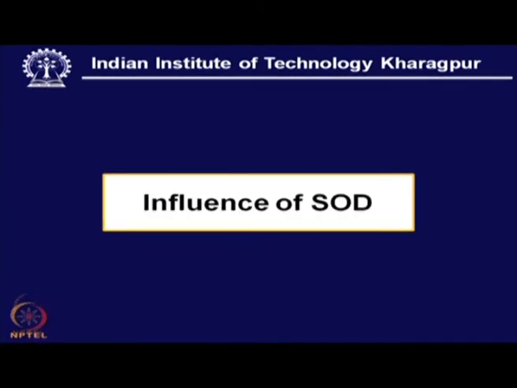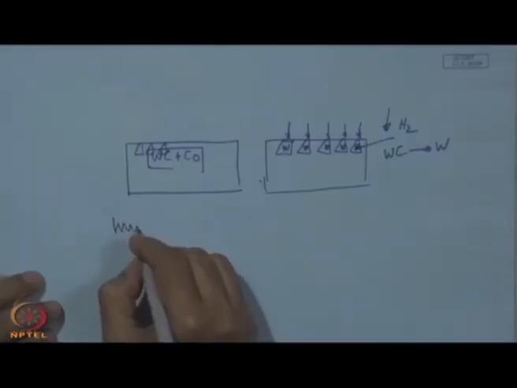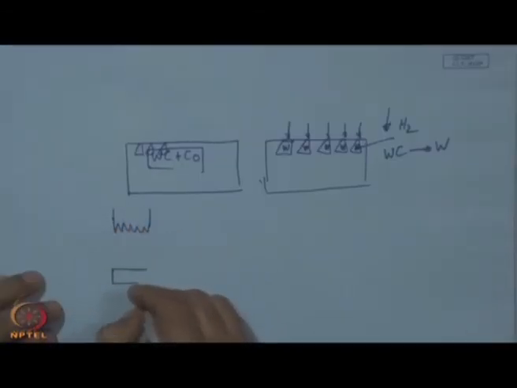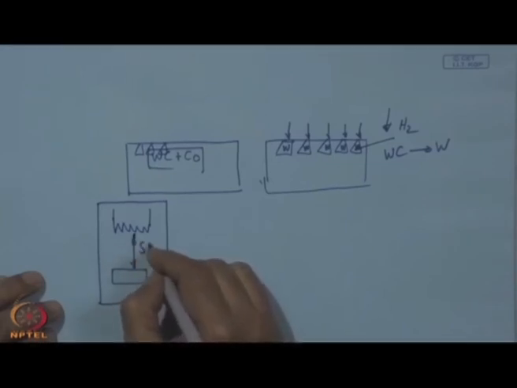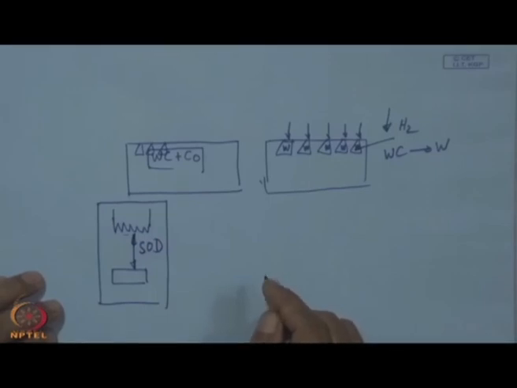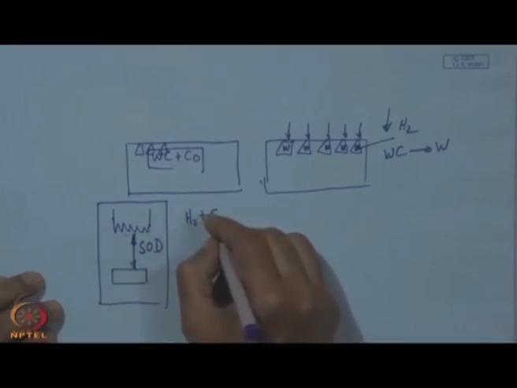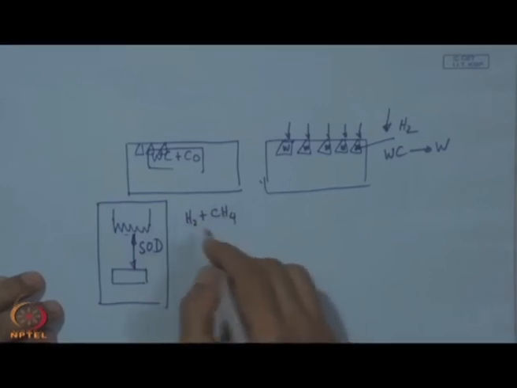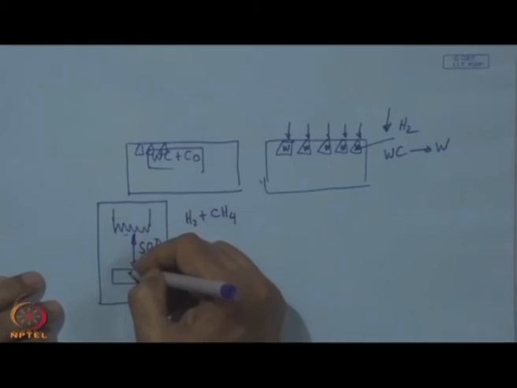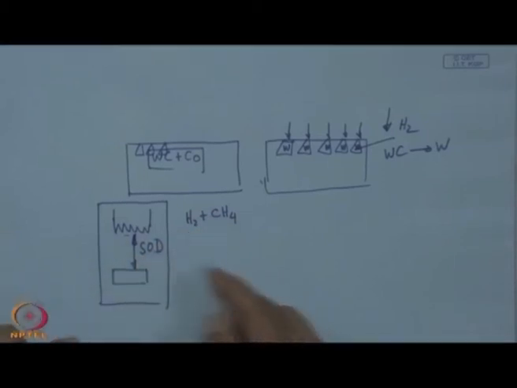Now, here we find the influence of SOD. What we have seen is this is the filament and this is the substrate. How to choose this SOD? In fact, when H2 and CH4 are incoming, after all sorts of chemical reactions, this is the mainstream which is moving towards the substrate with certain velocity. Now, what is important here is that they should arrive at this surface with certain energy, and to have that we should not promote unwanted collision before they arrive at the substrate surface.